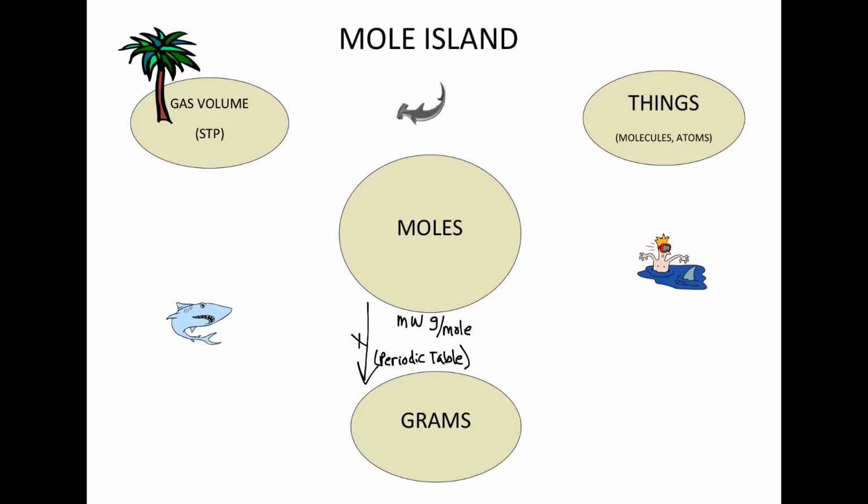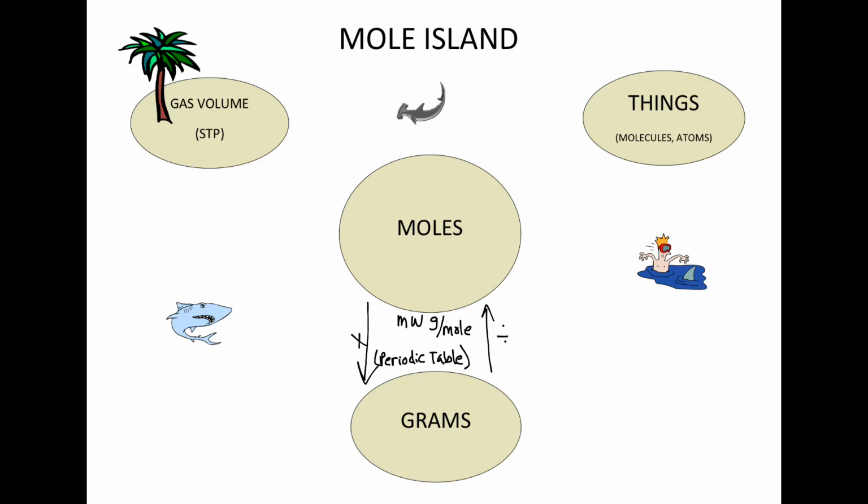If we're given the number of grams and we want to find out how many moles that is, we are going to take the number of grams and we are going to divide by the molecular weight. So our conversion factor when we convert moles to grams or grams to moles is molecular weight.